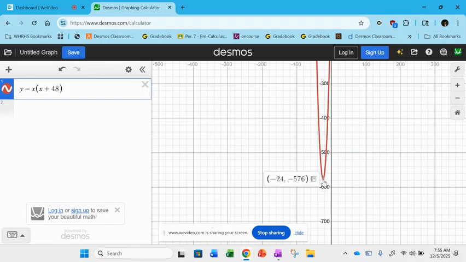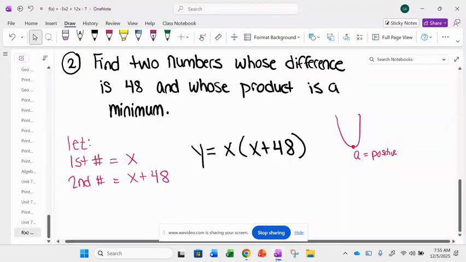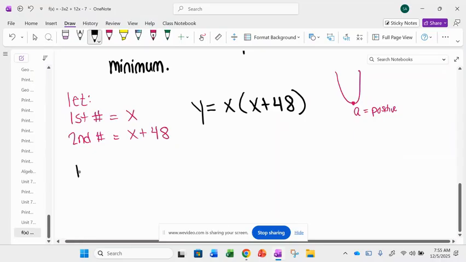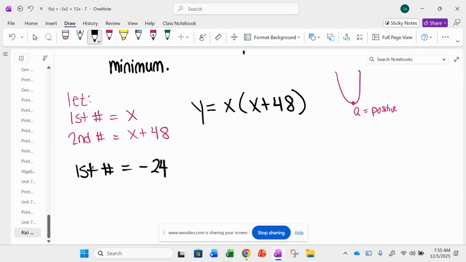What does the negative 576 represent? The minimum. Do I want that number? No, I want the x coordinate that goes with that minimum. What's the x coordinate that goes with that minimum? Negative 24, you got it. So we're going to have our first number is negative 24. So now our second number is going to be negative 24 plus 48. So our second number will be a positive 24.